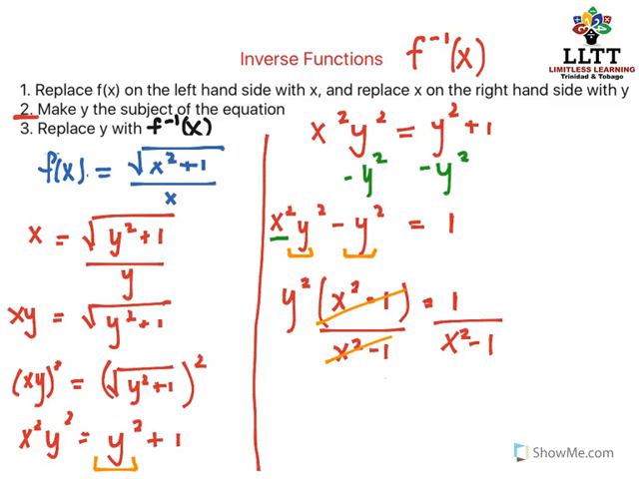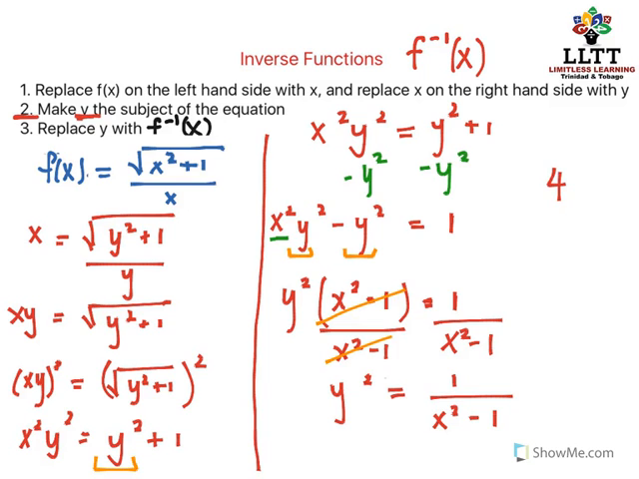Right? That means that this will cancel on my left hand side. So what I'm left with is y squared is equal to 1 over x squared minus 1. But remember, I need to make y the subject of the equation. Not y squared, not y cubed, not y anything. I just need y by itself to be the subject. So how do I move from y squared to y?